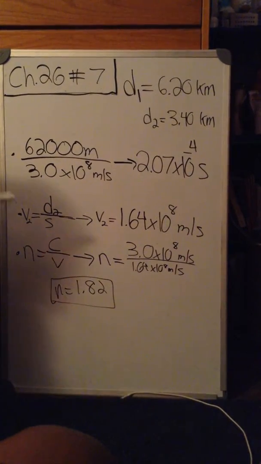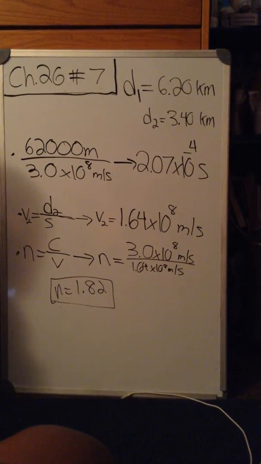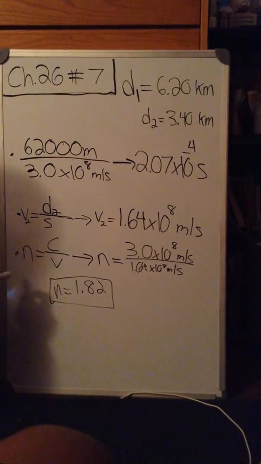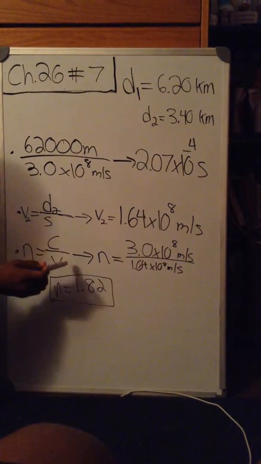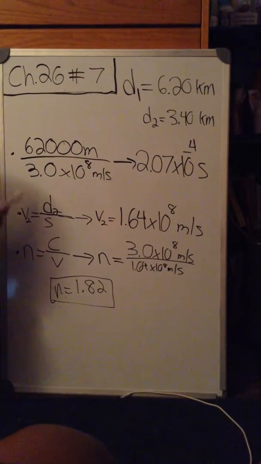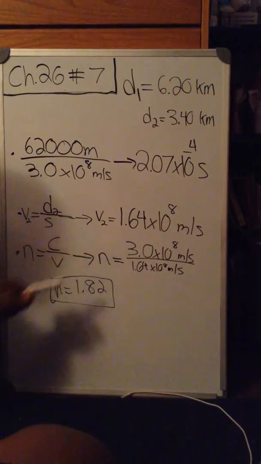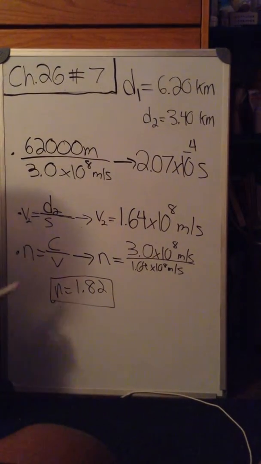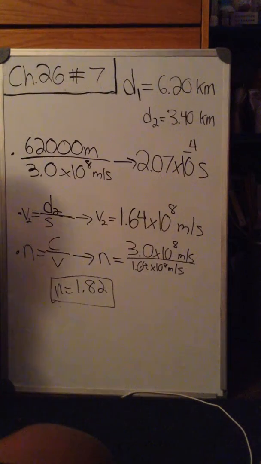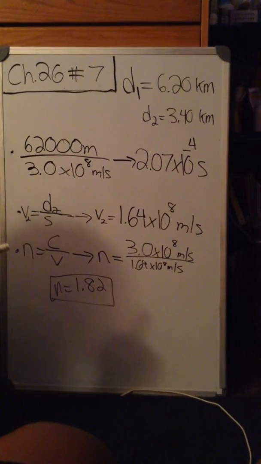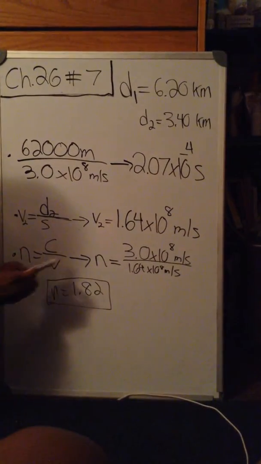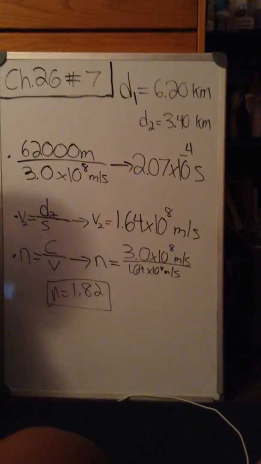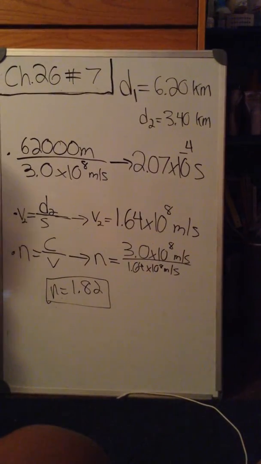But after you calculate your velocity, you're not done yet, because you still have to determine your index of refraction using the index of refraction equation, which we know to be N equals C over V, where C is the speed of light, which we used up here, and V is your velocity, which we just calculated. Once you get to this step, you just simply plug and chug. You plug in your value of C, which I said was 3.0 times 10 to the 8 meters per second, and divide that by your velocity, which we found here to be 1.64 times 10 to the 8 meters per second, and you get a value of 1.82 for your index of refraction.